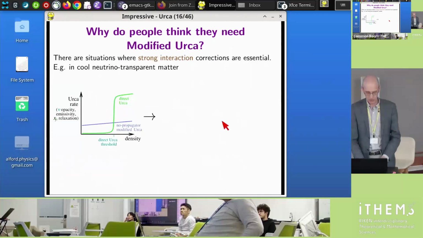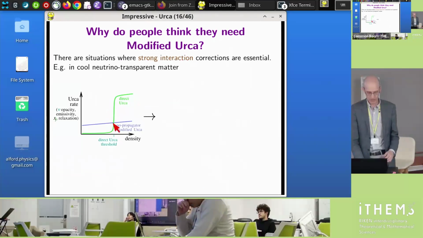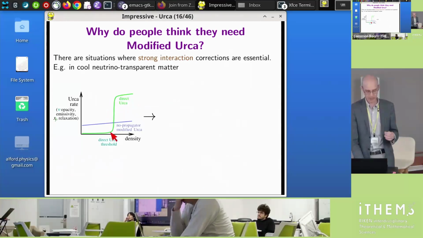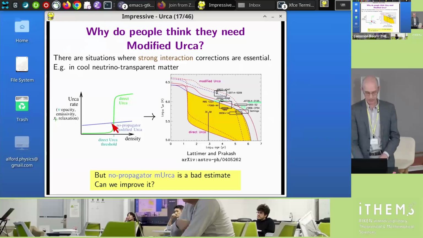So this is that picture, where here's an equation of state with the direct Urca threshold. When you go below that density, the direct Urca rate drops off very dramatically because there's only the thermal blurring taken into account here. And then the no propagator modified Urca is the dominant contribution. And you see this very dramatically in cooling.